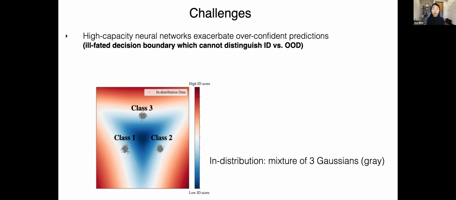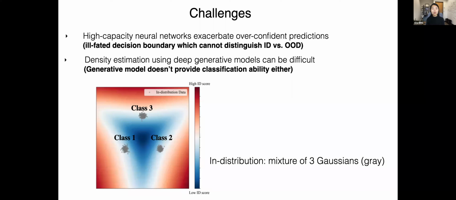For example, if you look at those red regions, those correspond to data points that are far away from the gray points. However, they would trigger the model to produce very high output, which causes trouble for OOD detection. You might also be wondering, well, can we perform density estimation to directly estimate P of X using deep generative models? There has been active research along this line as well. However, there are challenges there in the solution space. For example, deep generative models can be difficult to train and optimize, especially for a large-scale dataset. And moreover, they don't provide classification ability, which is something that we might be interested in.